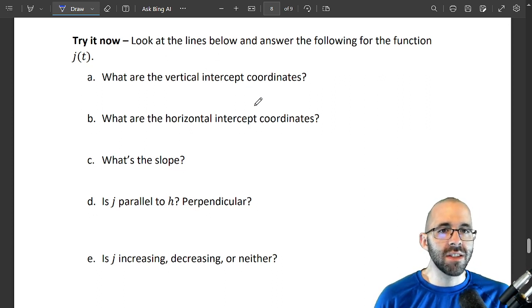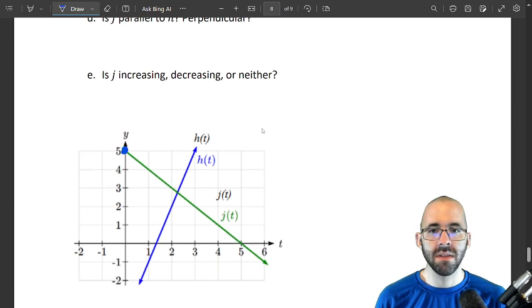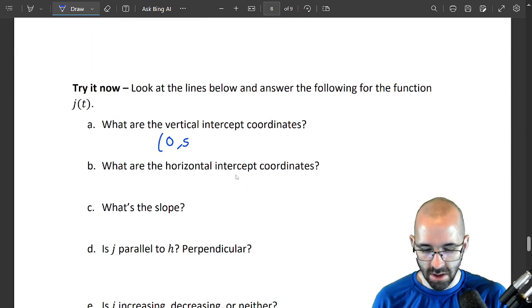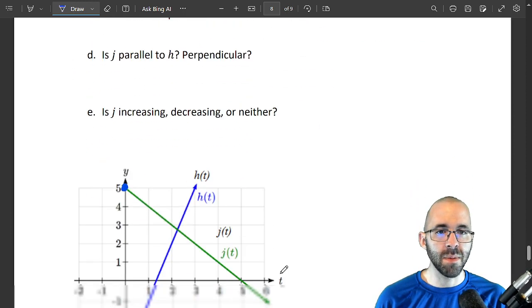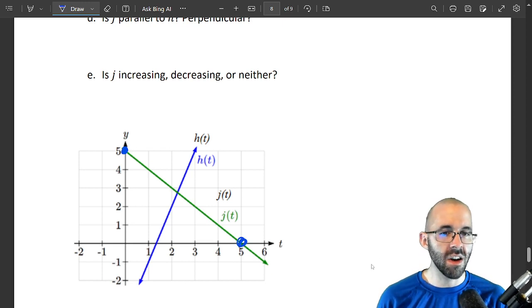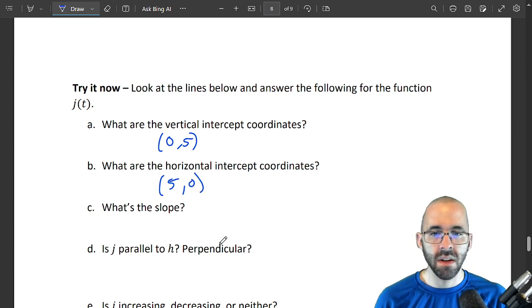What are the vertical intercept coordinates for j? Well, 0, 5. What are the horizontal intercepts for j? Where does it cross the horizontal axis, in this case the t-axis? What are our t-intercepts? That's 5, 0.